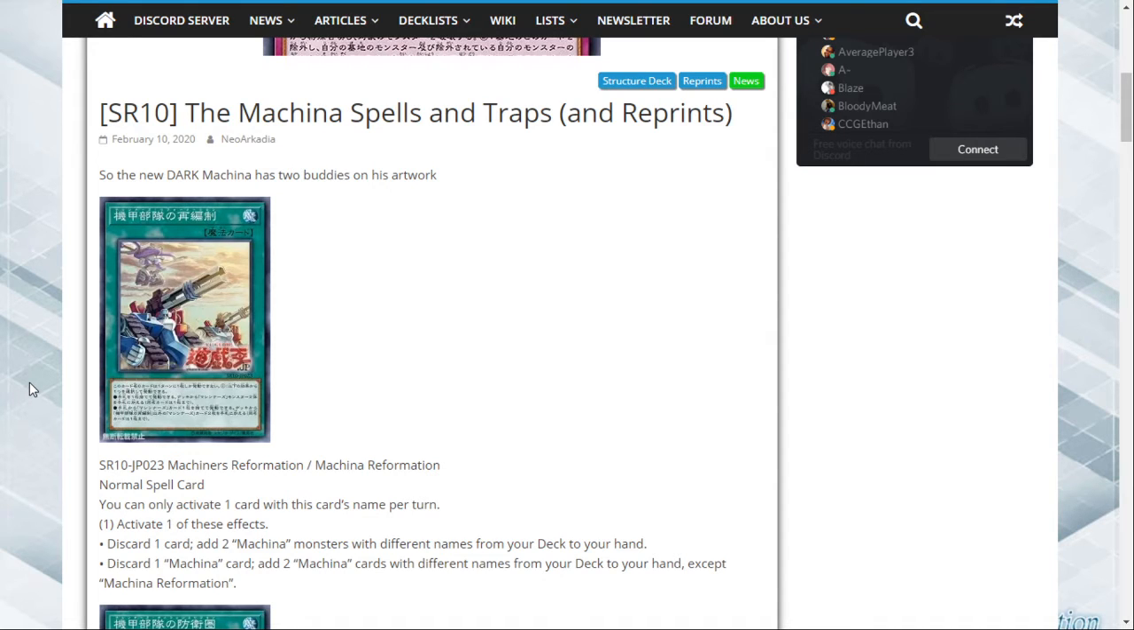Second one, discard one Machina card, add two Machina cards with different names from your deck to your hand, except Machina Reformation. This is a staple. This is a staple in Machina forever now. It is, and that's the end of the discussion.